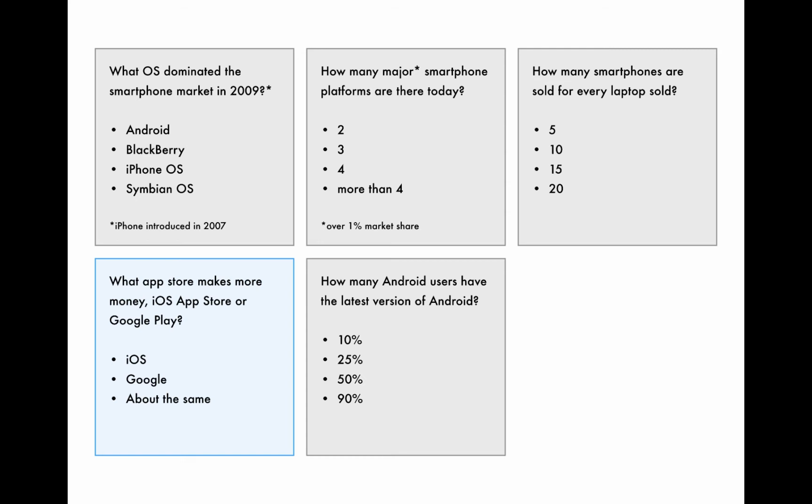All right, last question. How many Android users are actually using the latest version of Android? Is it 10%? That's not very much. Maybe it's 25%. That's a little better. Perhaps 50% of Android users are using the latest version of Android. Or maybe it's 90%, almost all of them. What do you think? Okay, enough questions. Save your answers if you haven't already, and let's go through the rest of the presentation.